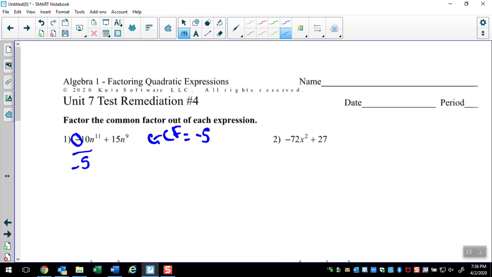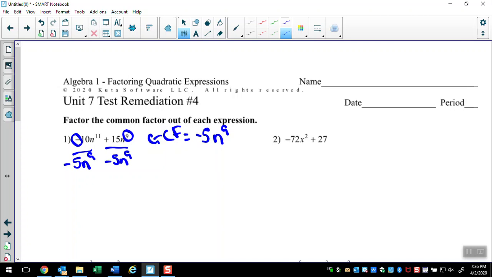We have to look at the variables as well. They both have n's. I look for the smaller exponent. That's going to be my GCF for the variable. So negative 5 n to the 9th. So I'm going to divide everything by negative 5. Whoops, what am I doing? Let's just start that over again. Negative 5n to the ninth, and I can divide this by negative 5n to the ninth.